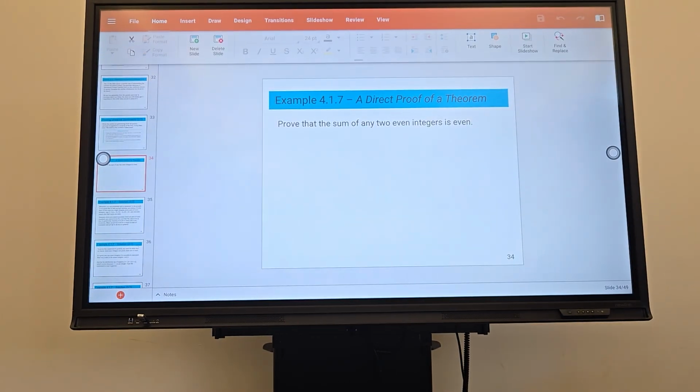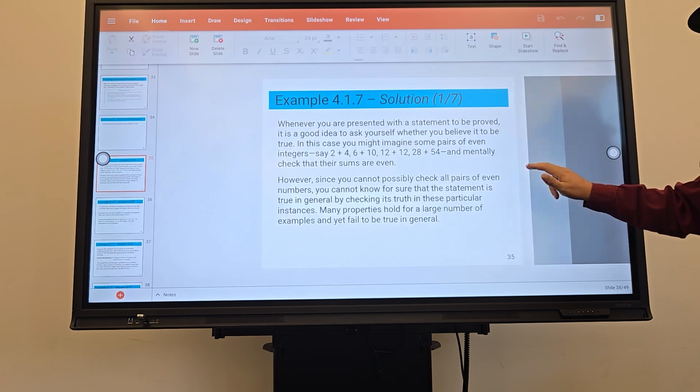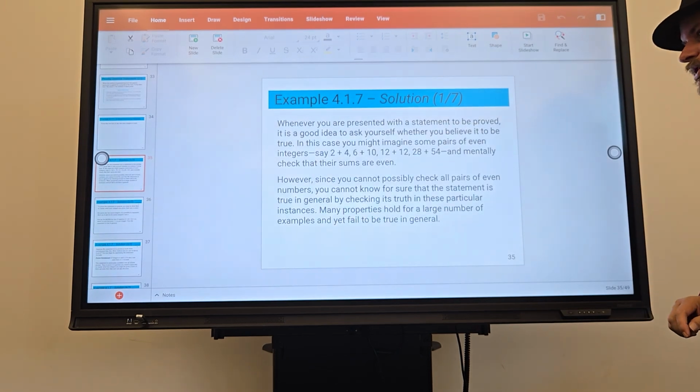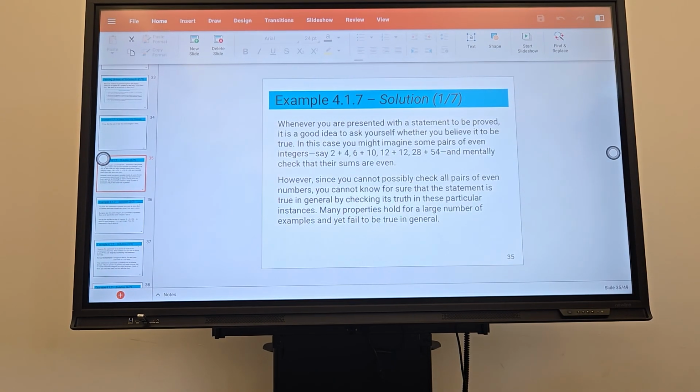Prove that the sum of any two even integers is even. Well, can't do it exhaustively because there's an infinite number of even numbers. So, first, it's a good idea to ask yourself whether or not you believe it to be true. In this case, you might imagine some pairs of even integers added together and check that their sums are even. But you can't check all the pairs of even numbers.